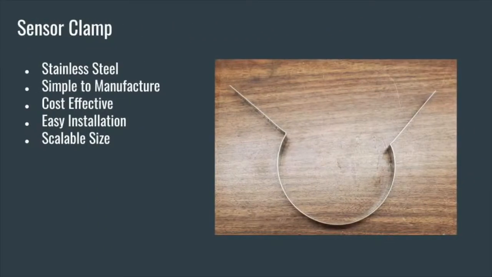The clamp was made from a 1mm stainless steel sheet cut into a 2cm strip. After the holes were drilled for the bolts, the vertical arms were bent at 66 degrees, and then an initial curve was formed with a 6-inch pipe before installation onto the 4-inch pipe. It is simple to manufacture, cost-effective, easy to install, and most importantly, it can be scaled to larger pipe diameters.